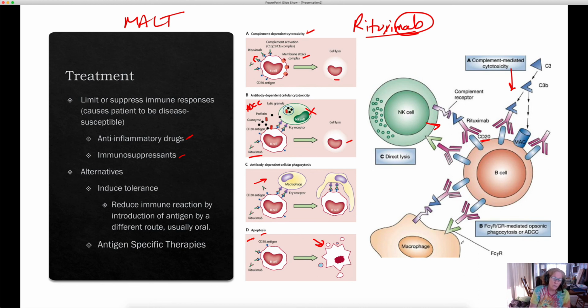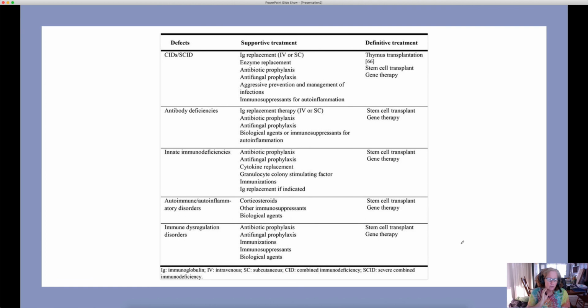But you can also see why this, as an immunosuppressant, might open someone up to further infection, because now we're limiting the immune system's response. So here are a few other autoimmune diseases and some of the treatments that are used for them. We're not going to go through all of these. You don't have to memorize all of these.